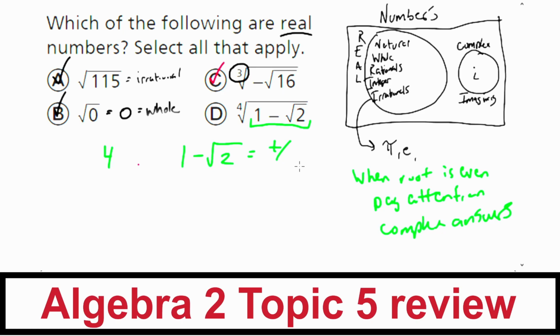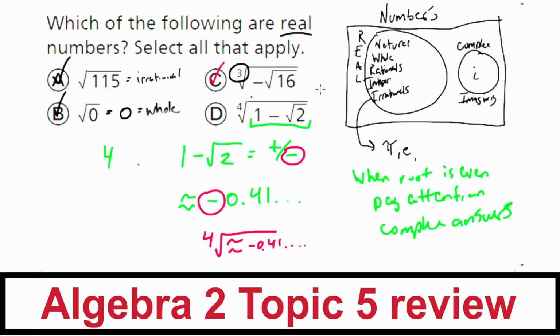So on my calculator, I'm going to do 1 minus the square root of 2. And this value right here is approximately negative 0.41, right? Now, my question was, is this positive or negative? And you can see here that it's negative. So what I'm really asking myself is, what is the fourth root of approximately negative 0.41? And I know if I have a negative there, this is going to be complex. So I'm just going to write complex here.